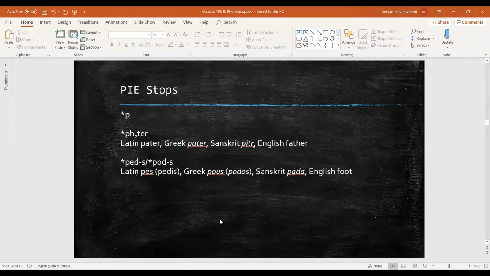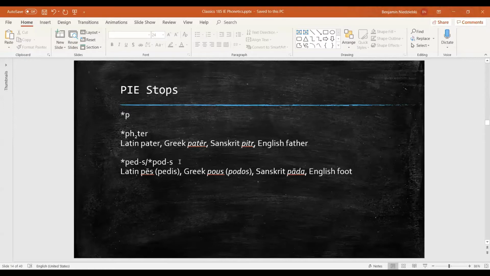Now let's look at some examples of some of these stops and see some of the cognates in Latin, Greek, Sanskrit, and English. We'll start with p, the voiceless labial stop. In this first example, a reconstructed form that means father, we have cognates of Latin pater, Greek pater, this line represents a long vowel, Sanskrit piter, and English father.